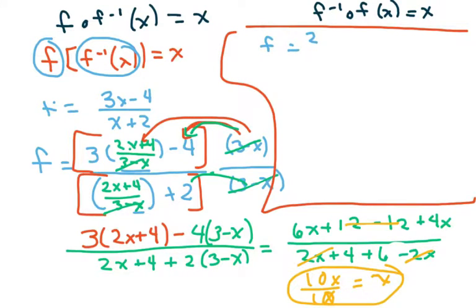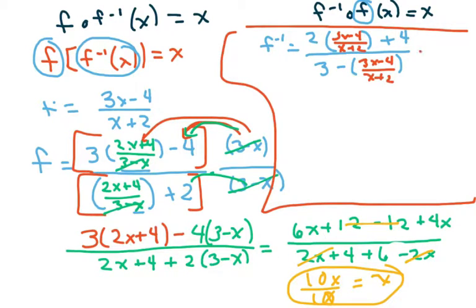But everywhere there's an x, I put parentheses, and then plus 4, and then 3 minus my x. And my function, I'm inputting f inverse here, which is 3x minus 4 over x plus 2.